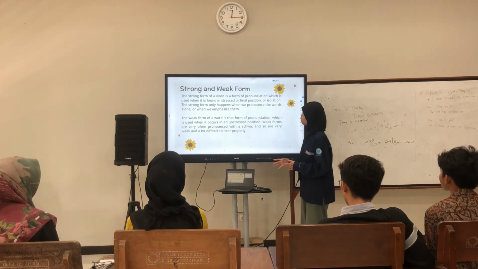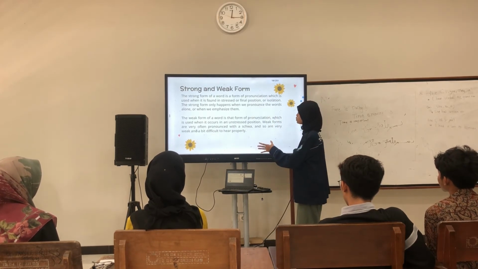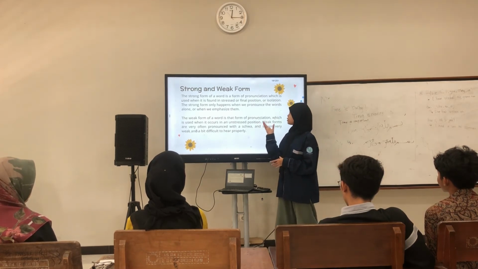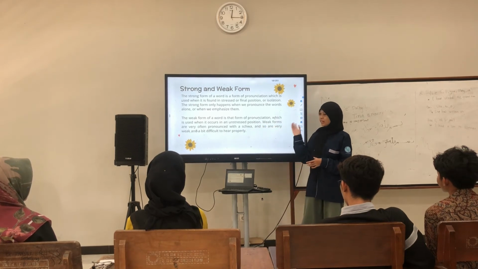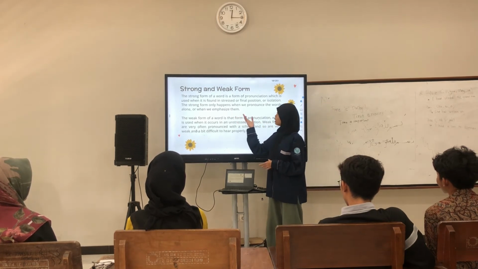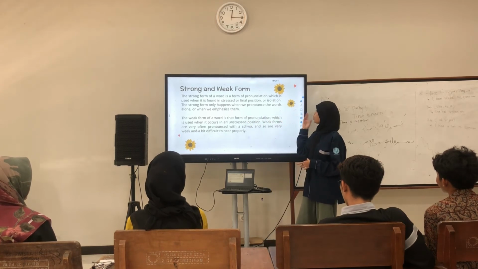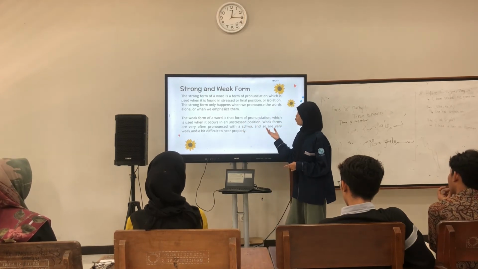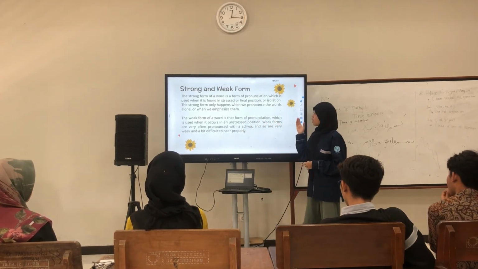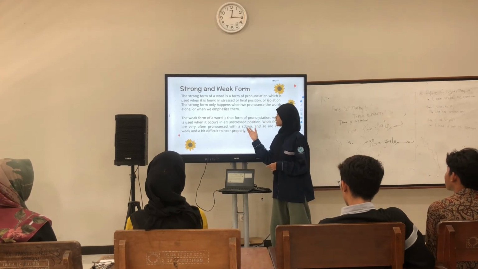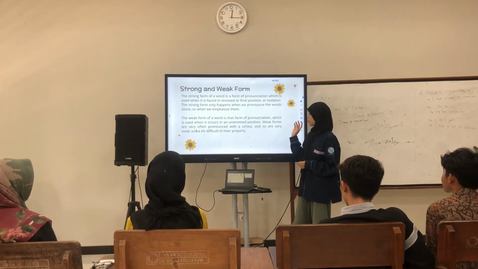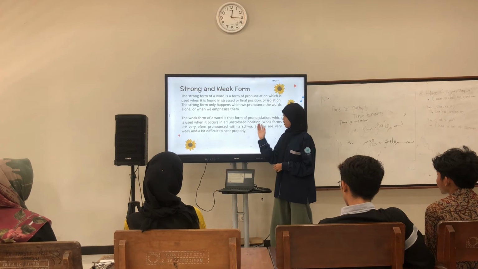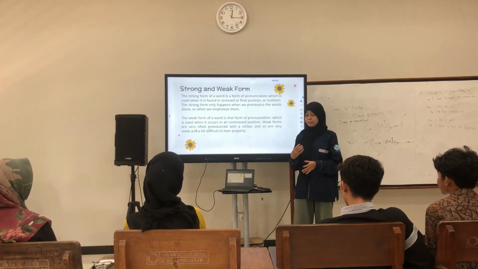And next is strong and weak forms. The strong form of a word is the form of pronunciation used when it is found in stressed or final position or in isolation. The strong form only happens when we pronounce the words alone or when we emphasize them. The weak form of a word is the form of pronunciation used when it occurs in an unstressed position. Weak forms are very often pronounced with a schwa. They are very weak and a bit difficult to hear properly.